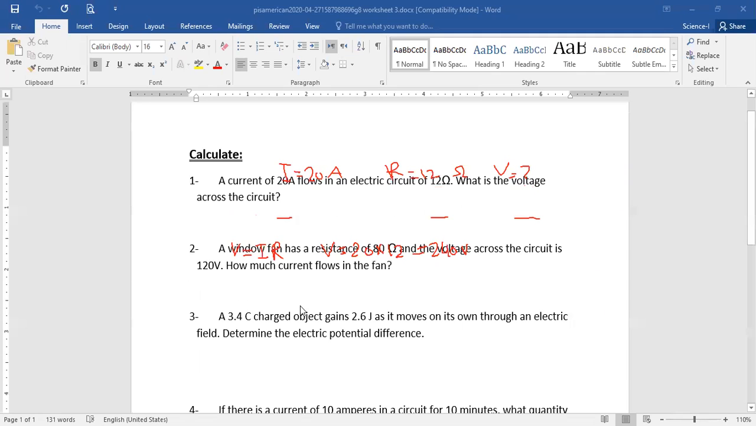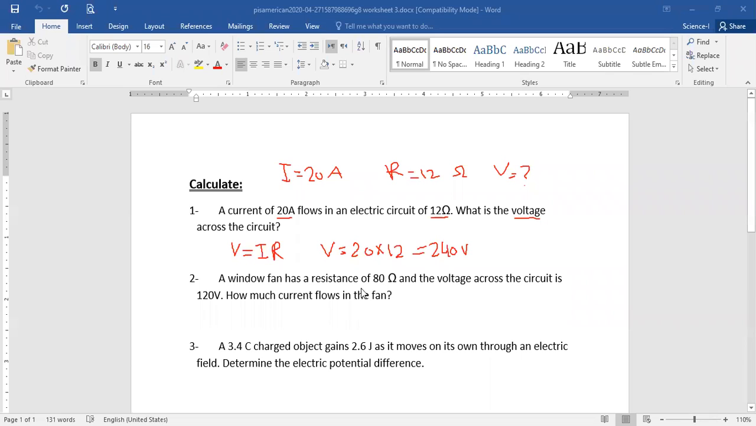But if we have, for example, look with me at question 3. He says a 3.4 coulomb charged object gains 2.6 joules as it moves on its own through an electric field. Determine the electric potential difference, or the voltage. Potential difference also means voltage.